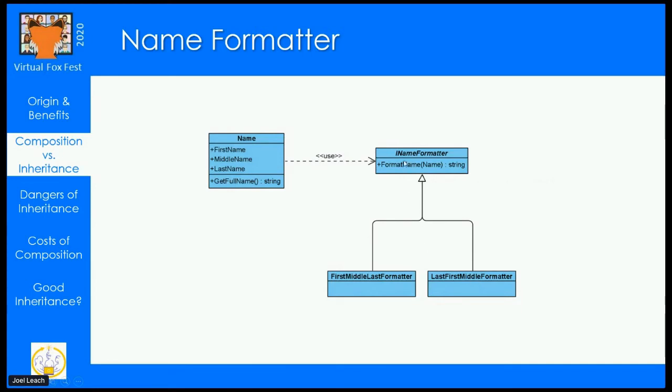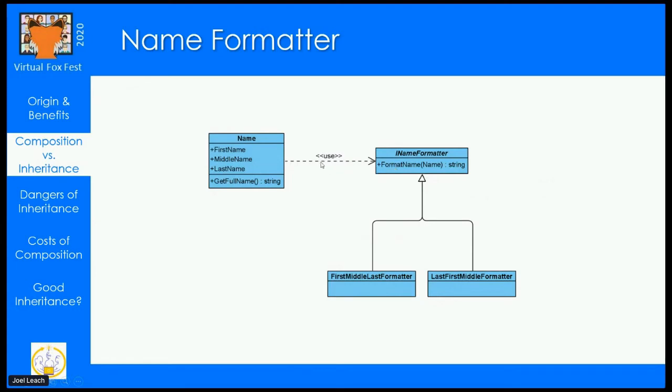classes. And this I is just a naming convention that is usual in C#. It just means that this is an interface and it has no code. It only defines the name and the parameters of this format name method. Sorry, I'm losing my mouse.